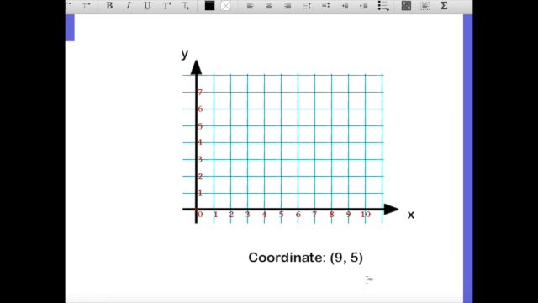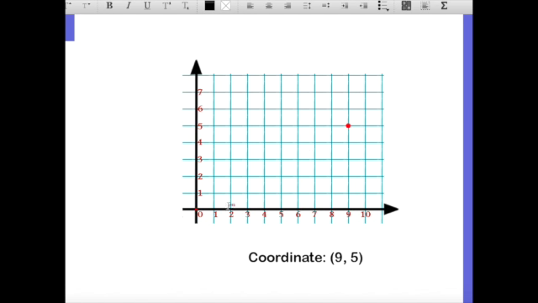So 9, 5, I want you to put your finger on the screen now where you think that is. Once you've done that, I am going to change the slide and you will see if you've got it right. So get ready, get your finger on the screen, 3, 2, 1. There's coordinate 9, 5. I can tell that because I've gone 9 along the x-axis, there we go, and then I'm going 5 up, and there's the point.